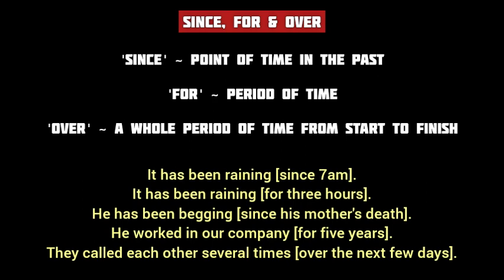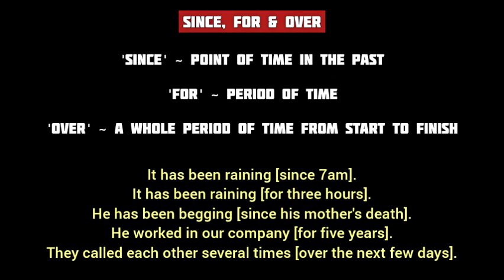For denotes a period of time and is used in any tense, while over is used in the sense of a whole period of time. Let me explain with the examples given on your screen. In the sentence, it has been raining since 7 am, the preposition since indicates the point of time in the past when the rain started.